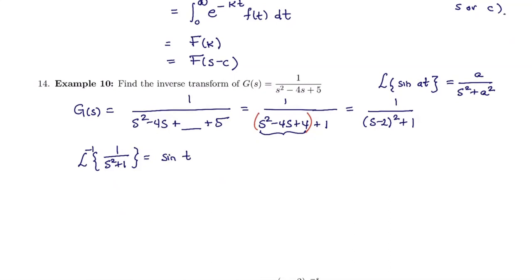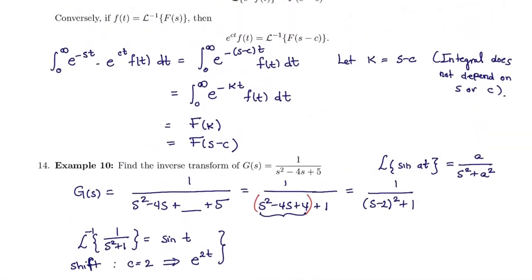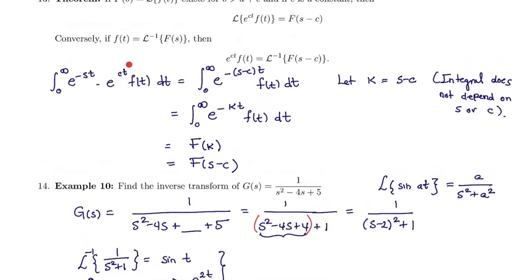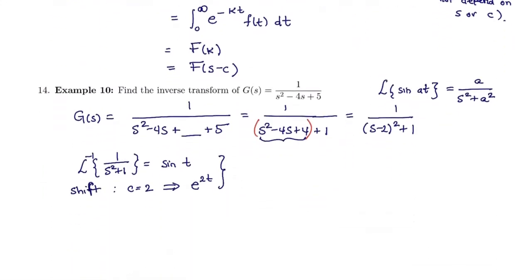And since it's shifted by 2, the shift is going to give us the following. C is going to equal 2 in this case, which means that this is going to result in an exponential of e to the 2t. And so then using the previous formula here, I find the inverse Laplacian of f, which gives me sine, and then I use e to the ct in order to document the shift in my function. So that means that the inverse Laplace transform of g of s is therefore going to equal e to the 2t times the sine of t.